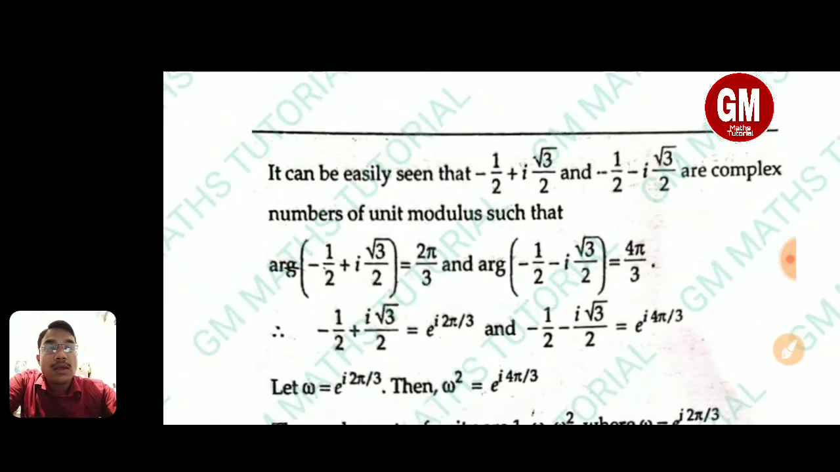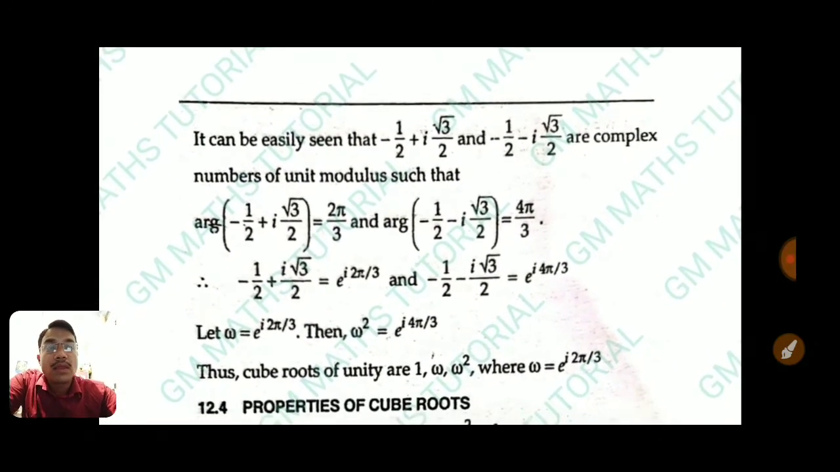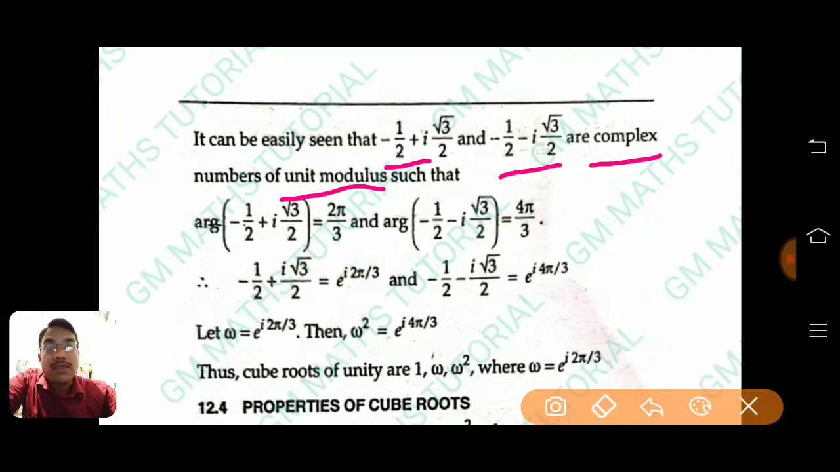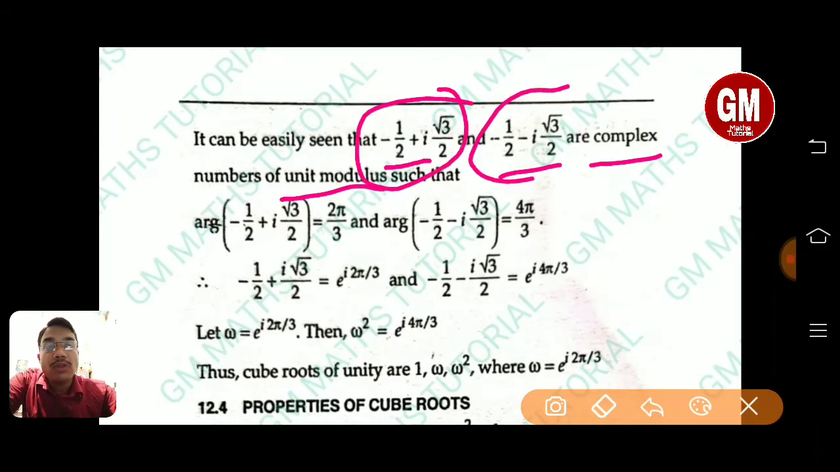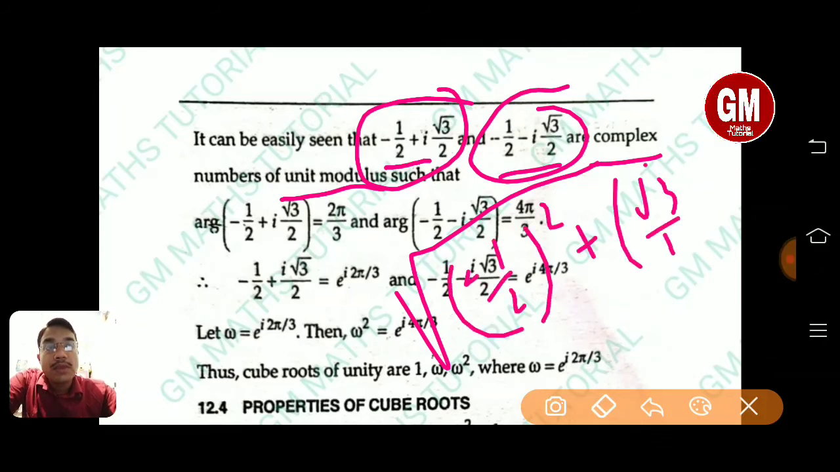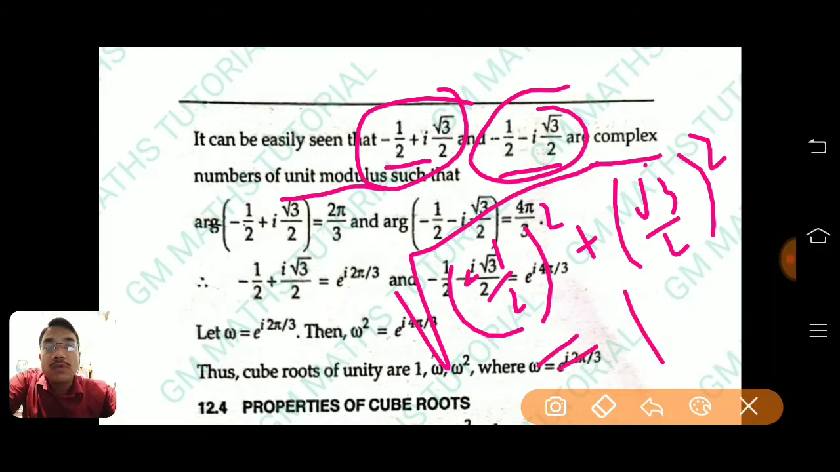Let's move to the next discussion. Here minus 1 by 2 plus i root 3 by 2 and its conjugate are both complex numbers with unit modulus. If we take the modulus of both numbers, modulus means real part square plus imaginary part square, and this value is equal to 1, because 1 by 4 plus 3 by 4, 4 by 4, means 1.